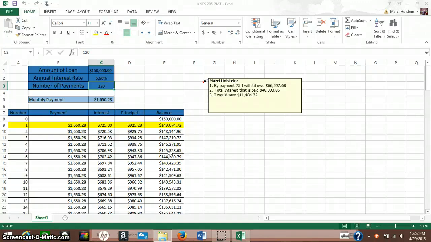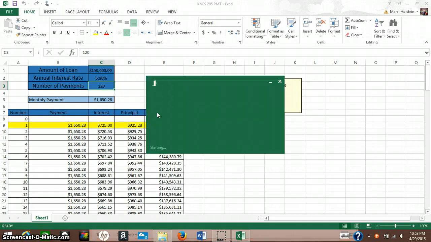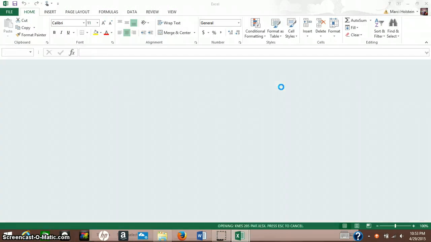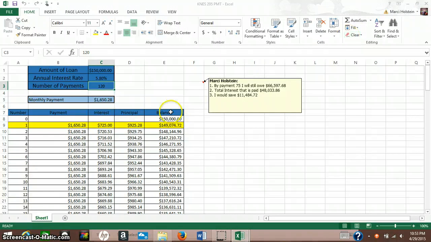Alright, today I'm going to show you guys how I made my PMT assignment. We were given the theoretical situation that we're going back to school to get our PhD and we can't get a job at the school to help pay for our tuition, so we have to make a loan of $150,000, which you can see as the amount of loan.